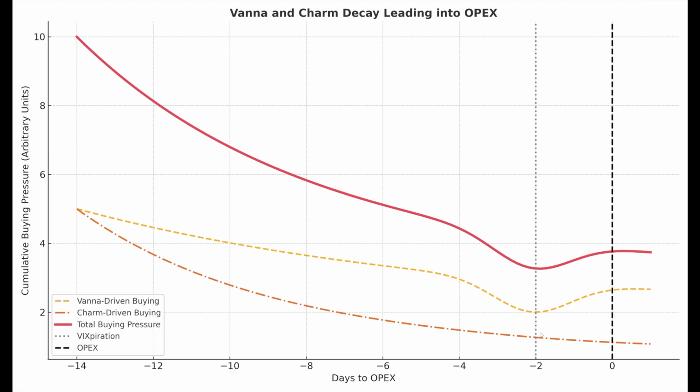Especially around quarterly OPEXs. I talk about this all the time. Not all OPEXs are the same. So quarterlies, they can't roll, right? So they can't roll it to the following OPEX. That one has to be closed out, and all hedging has to be finalized there.